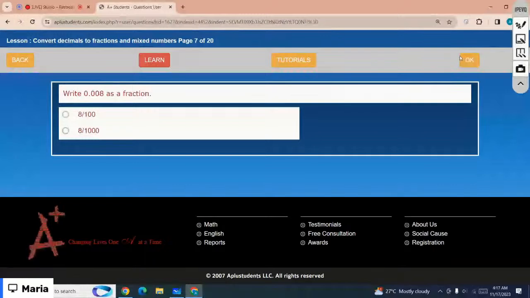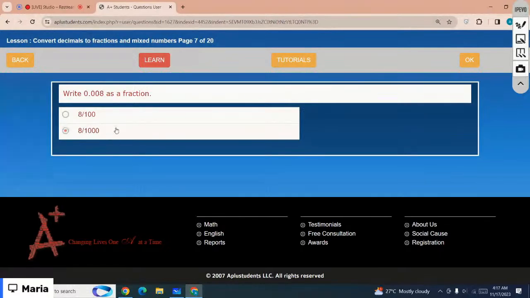Write 0.008 as a fraction. So right after the decimal, you have one, two, three decimal places, right? That means you need to add three zeros in the denominator. So it would be 8 over 1000. The second option is the right one.